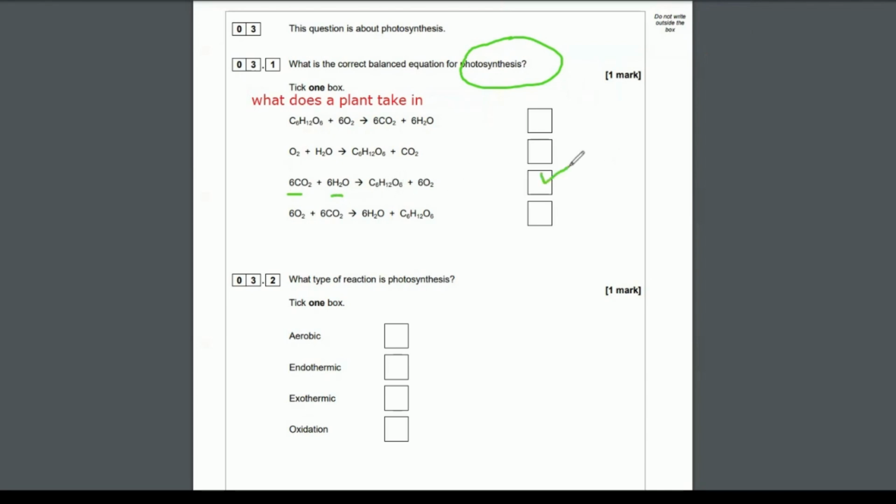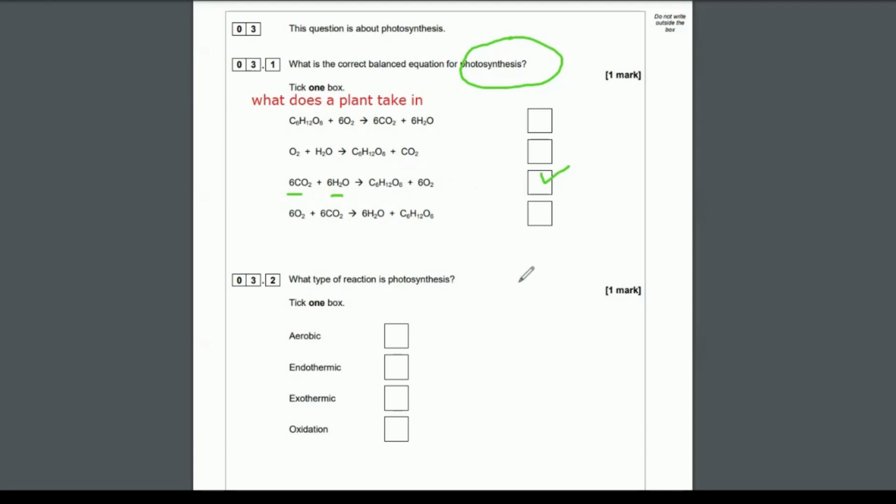So this is the correct equation for photosynthesis. And hopefully you recognize there are three big fat sixes in it as well. If you reverse it, it's respiration. So people will probably either go for the top one or the bottom one, because the top one is also correct, but that would be for respiration. Right, what type of reaction is photosynthesis?